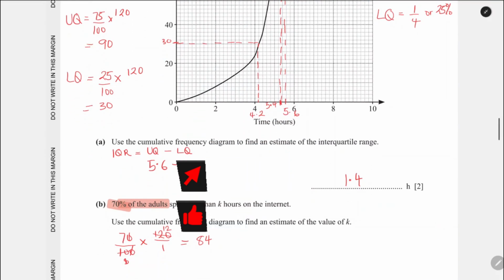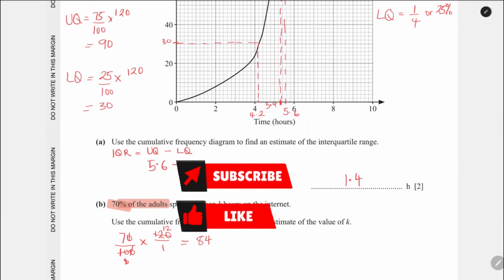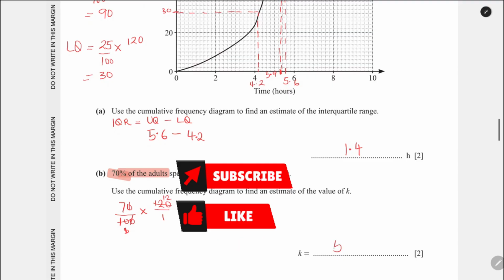So what will our answer be? Use the cumulative frequency diagram to find an estimate for the value of K. What's our estimated value of K? It's 5.4. We are done with that.